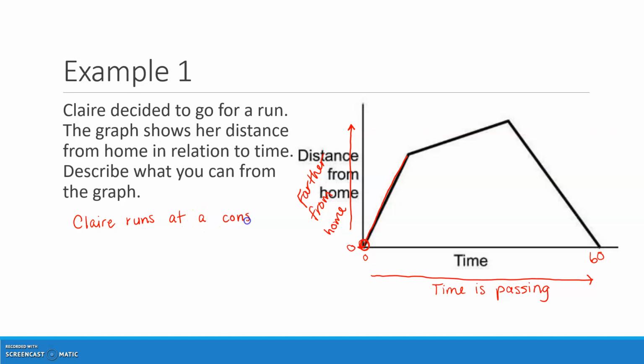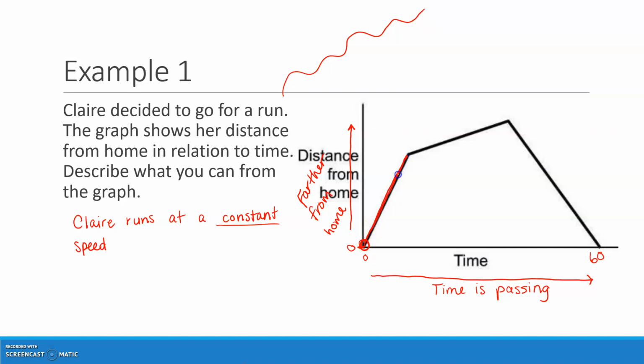And this is important. This phrase right here, constant rate or speed, either one is fine. It's important, this word constant, because her speed isn't going like this. She's not changing her speed. She's traveling at the same rate.